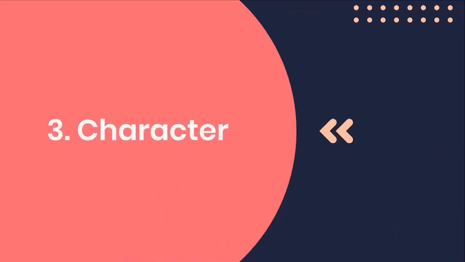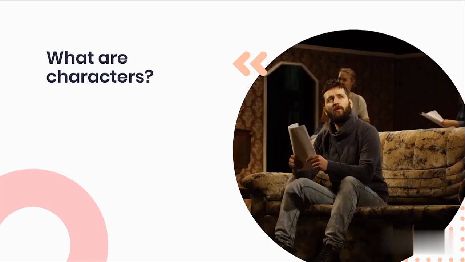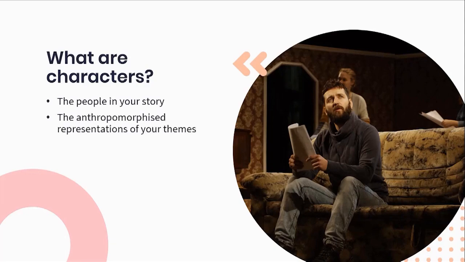And that building block is my favorite and arguably the most interesting one: character. So what are characters? Well, obviously, they are the people in your story. They are, however, the anthropomorphized representations of your themes. Now, the word anthropomorphized there might be quite big, but essentially it means that they are the people used to represent abstract concepts, those concepts that make up the themes of your film.